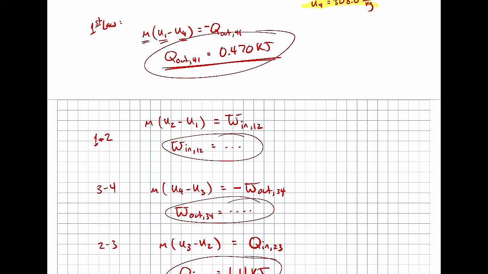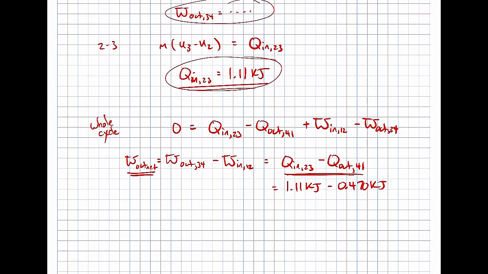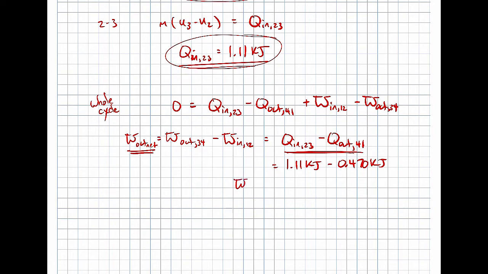Make sure I got the numbers right. Yeah. So we can then find the net work out. And then that value comes out to be 0.645 kilojoules. So you can find it different ways.